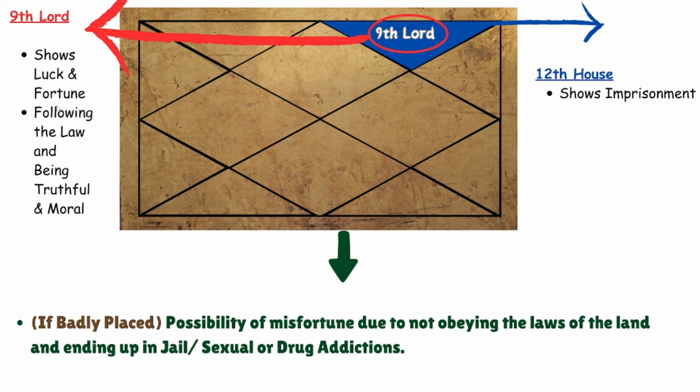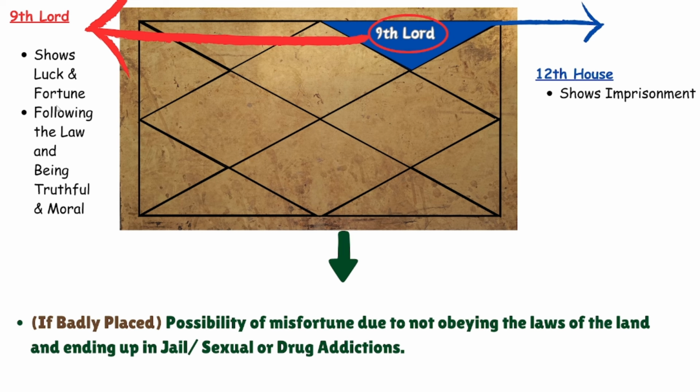Now, ninth lord shows luck and fortune. Okay, it shows following the laws and the rules and the regulations, being truthful, being moral. And 12th house shows the imprisonment. So whenever ninth lord is coming into consideration, it is always important to abide by the rules, okay, and laws of the lands, being ethical, being moral.